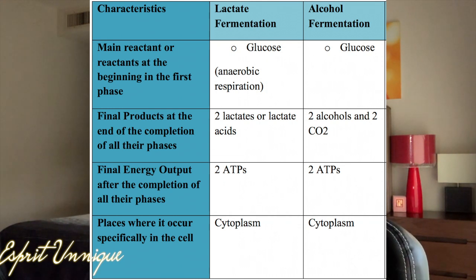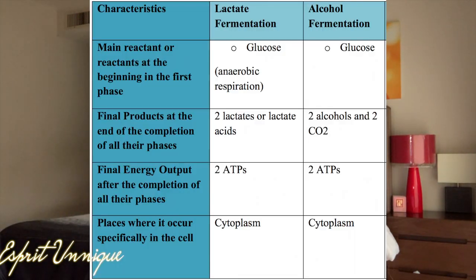For alcohol fermentation, you also have glucose as the main reactant, and the final products are 2 alcohols and 2 carbon dioxides. Now, alcohol fermentation is, for example, how cheese is made, how bread is made, those types of things. The final energy is also 2 ATPs, and the place where it occurs is the cytoplasm.